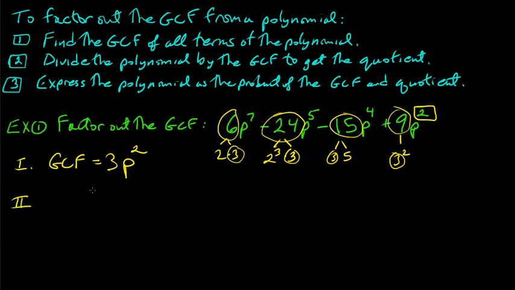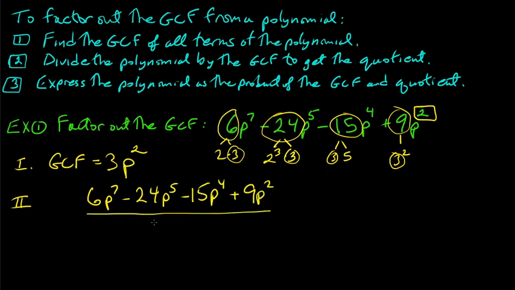Okay, step 2. So we take this polynomial, I'm just copying it down, and we divide the whole thing by 3p squared. Okay, so this is not the long division that we did earlier, right? We're dividing by one term, one monomial term. So the easiest way is just to split this up and divide each term, oops, that's a 4, by 3p squared, the GCF.